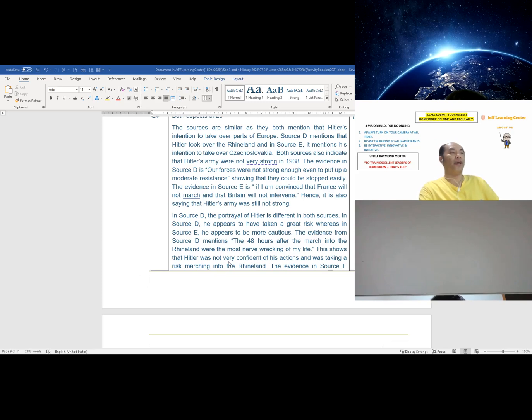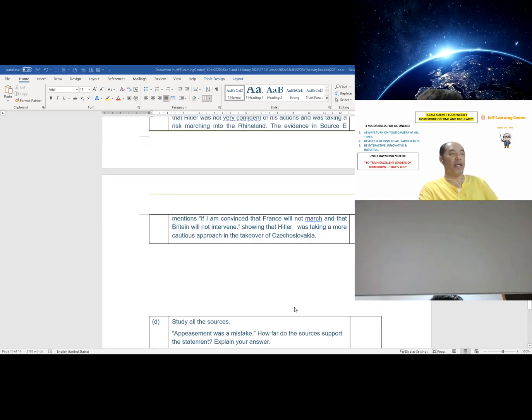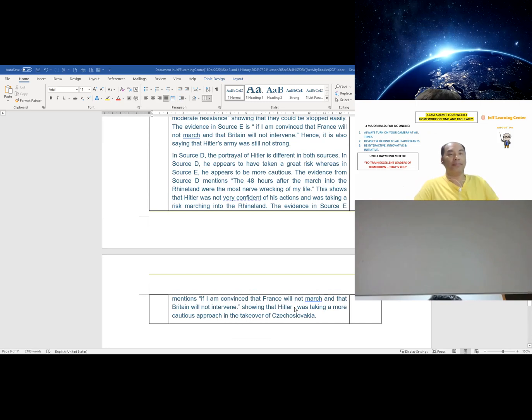He was just too aggressive, but at the same time, he didn't just take the risk, he also wanted to go in and attack, to test his luck, to see whether people are against his actions in taking over the Rhineland again. So he wanted to test the water to see how it is. So the evidence in source E shows that Hitler was taking a more cautious, more careful, more well-planned or buying time approach in taking over Czechoslovakia. Okay, back to you, Harry.